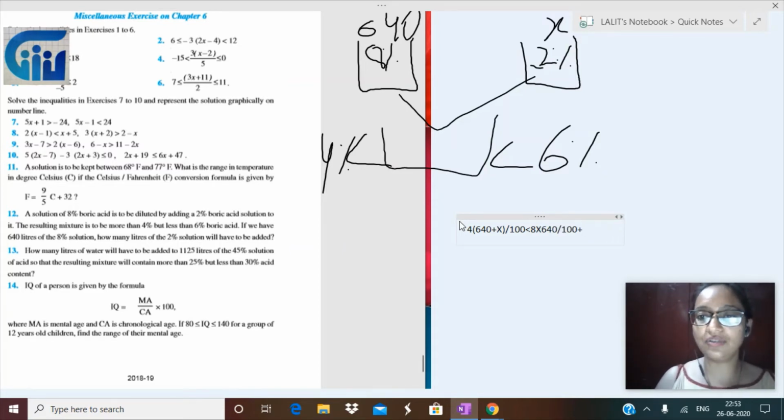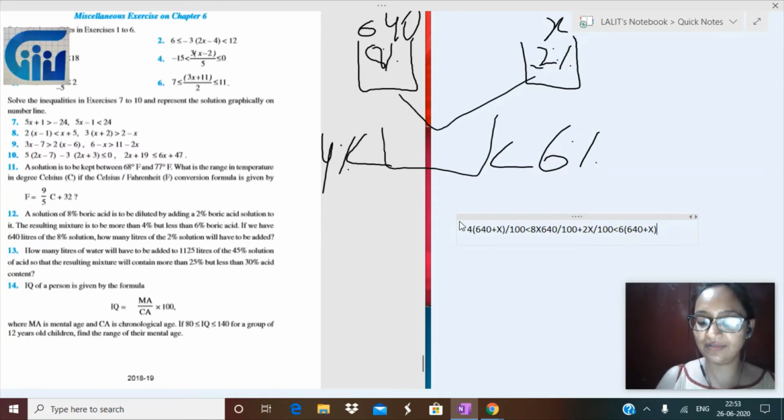And in addition to this, plus what is the acid content in the other? So it is 2X upon 100. Now this should again be less than what? 6%. So it means what? 6, and we have total of what? 640. Total of the acid content, right?